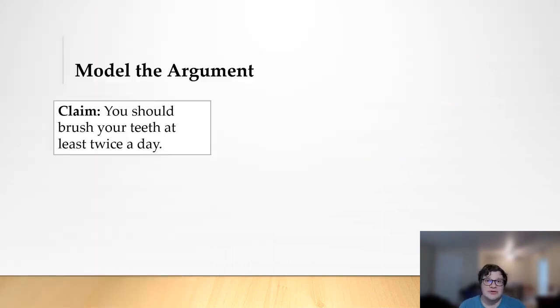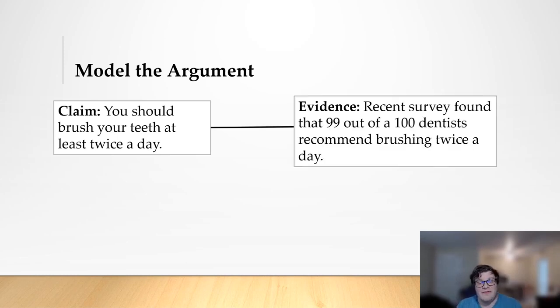One thing you can do to determine how strong your argument is, or to evaluate someone else's argument, is then to model the argument using the Toulmin model. So let's go through an example of that. Here we have a claim that you should brush your teeth at least twice a day. You can literally graph it, draw a circle, draw a box, write the claim in there. Connect that specifically with the evidence. In this case, the evidence maybe is that a recent survey showed that a bunch of doctors, 99 out of 100 doctors, believe that you should brush twice a day.